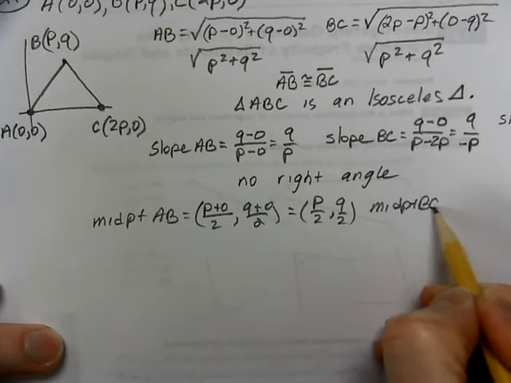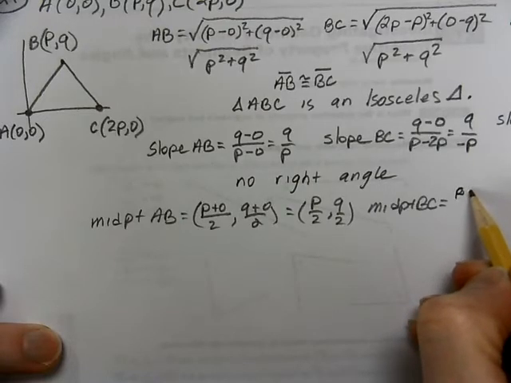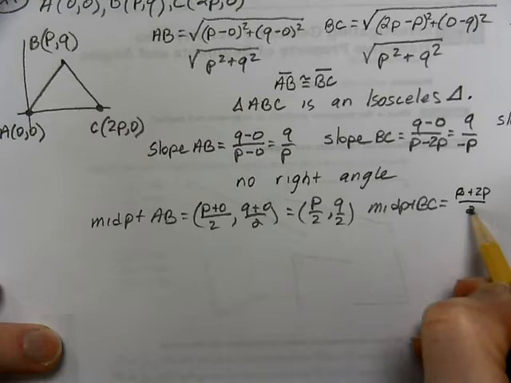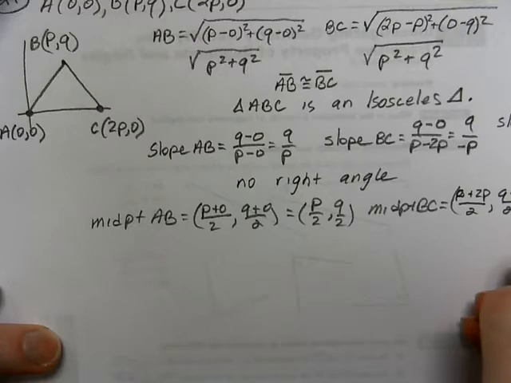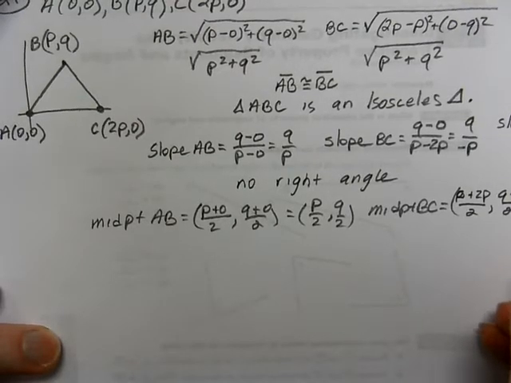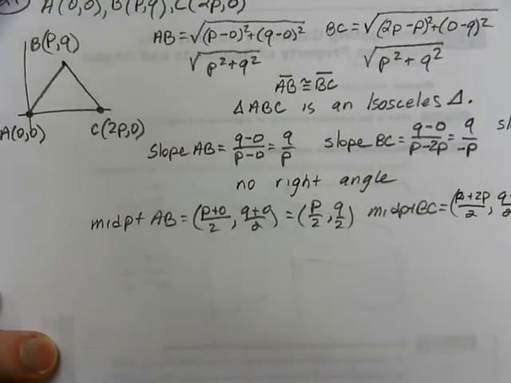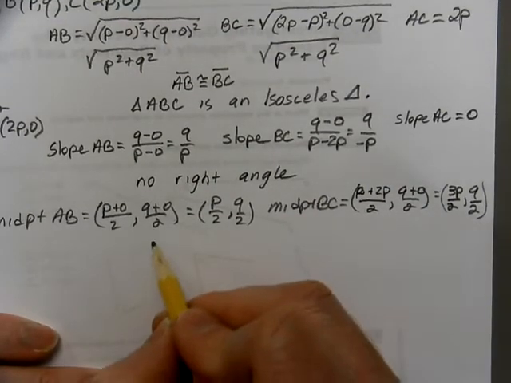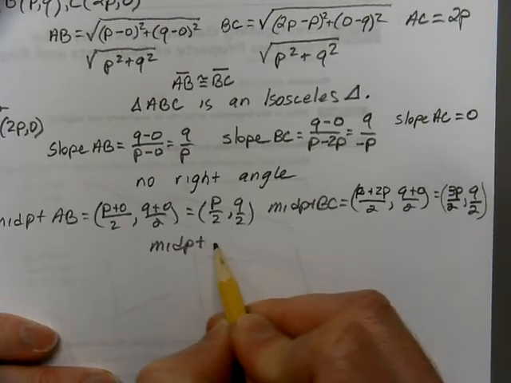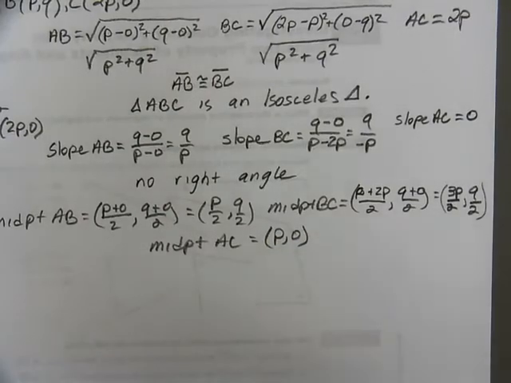The midpoint of BC is p plus 2p, add the x's, add the y's. So that's 3p over 2, and that's q over 2. And then, of course, the midpoint of AC is going to be located halfway to 2p.